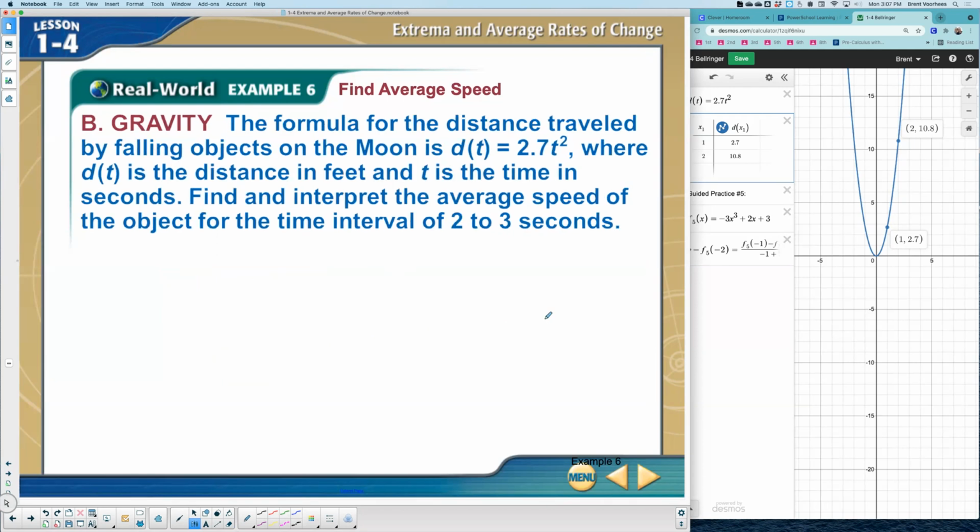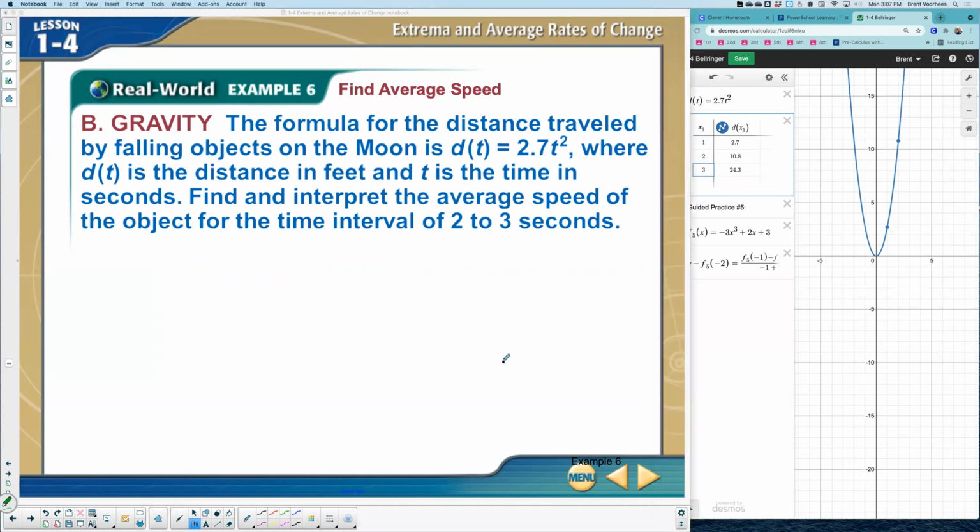Now part B, we want to do the same thing, but now we want to look between 2 and 3 seconds. So now between 2 and 3 seconds, let's just use the same formula again. The object would fall 24.3 feet minus the original distance it fell, which was 10.8 feet. And again, we'd have a final time of 3 seconds minus the original time of 2 seconds. And so here, when I do my subtraction, I think I'm going to have 13.5 in the numerator over 1.